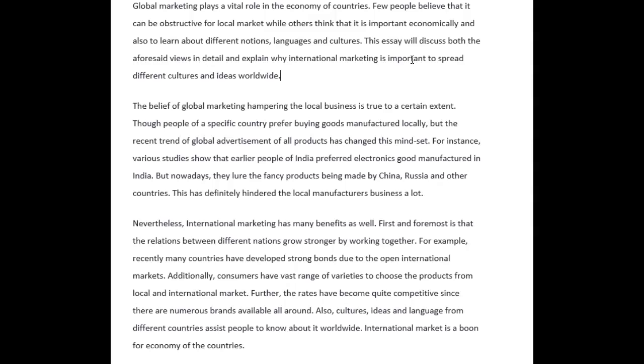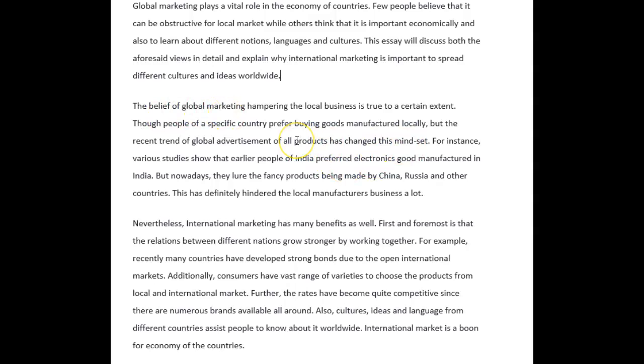"The belief of global marketing hampering local business is true to a certain extent. Though people of a specific country prefer buying goods manufactured locally, the recent trend of global advertisements of all products has changed this mindset." You can see that I took away the "but." You had "though" here, so you should not have both. It's either one or the other.